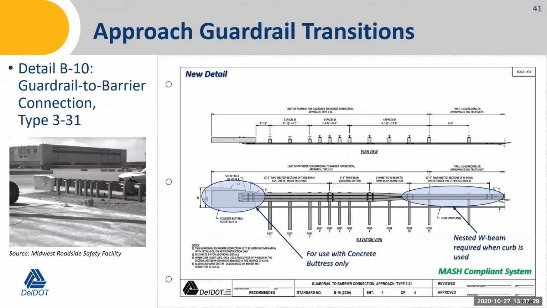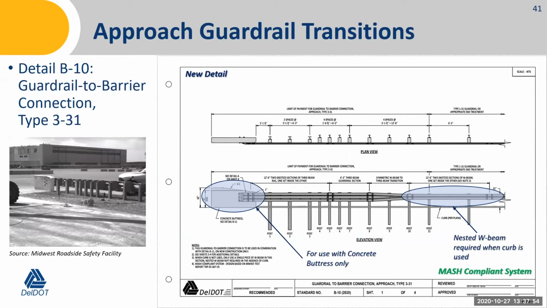Detail B-10 is the new guardrail to barrier connection type 331. This is the transition that Mike talked about this morning, where we're transitioning from W-beam to a thrie beam attachment, and then attaching that thrie beam to a concrete buttress or an end post. This is the basic layout of the end treatment, or I'm sorry, the transition. This can be utilized with curb.